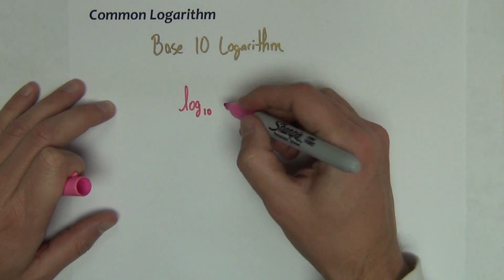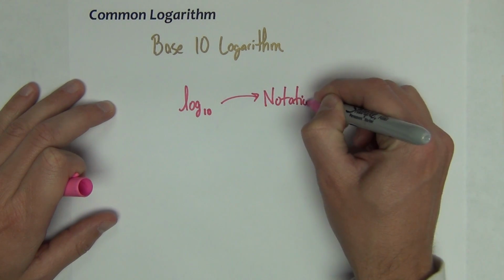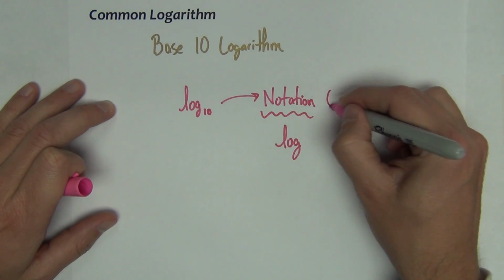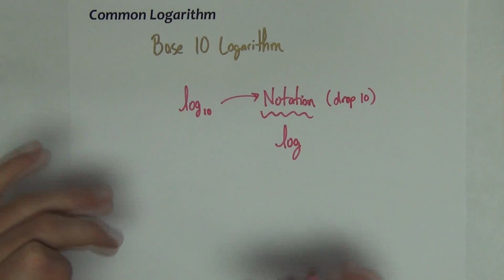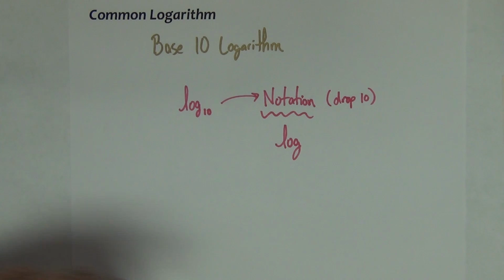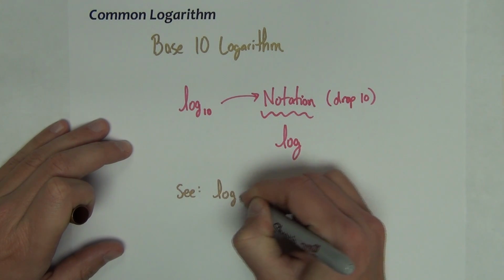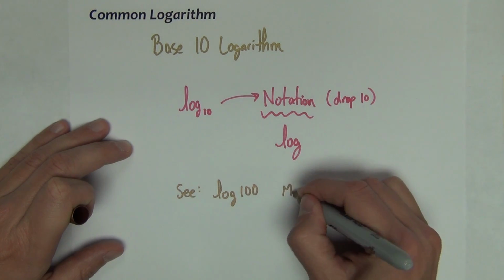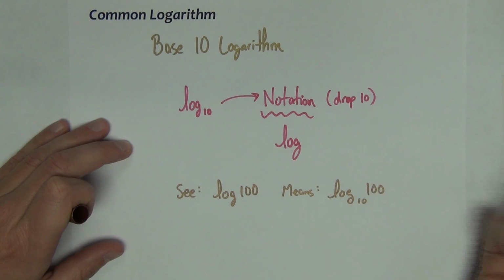Log base 10, right? Well, we change this. The notation for a common logarithm is simply just log. We drop the 10. Anytime you see a logarithm without a base, so if we see log 100, what it means is log base 10 of 100.